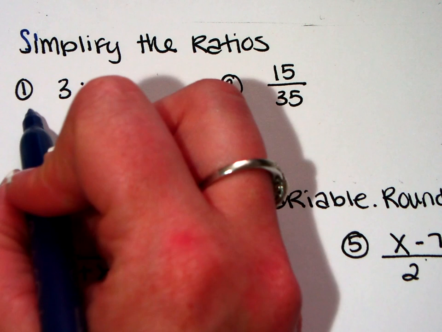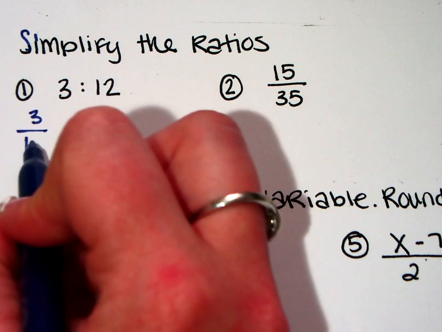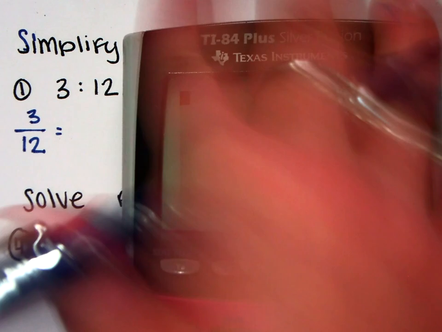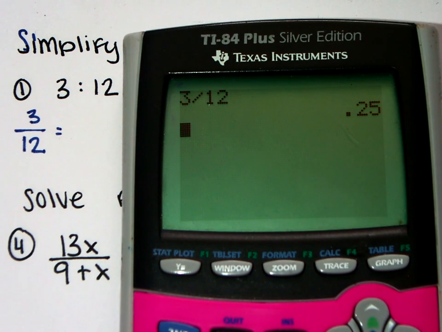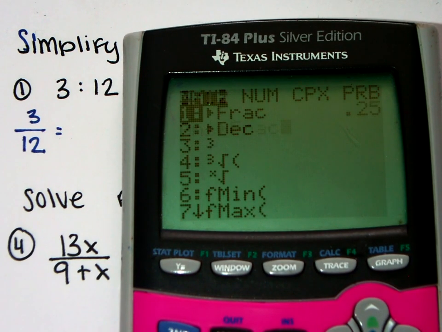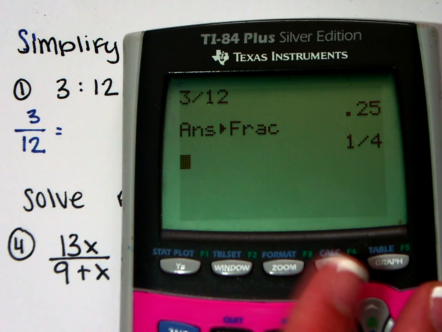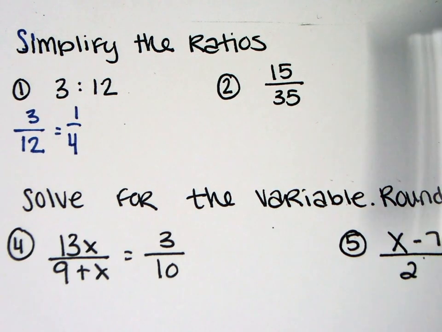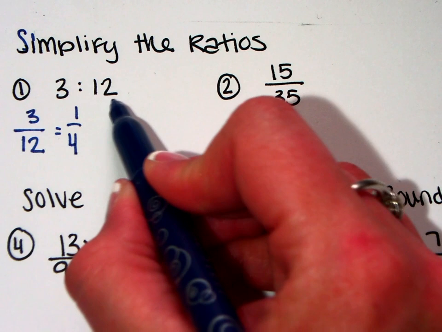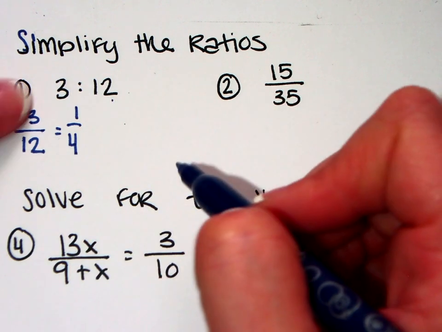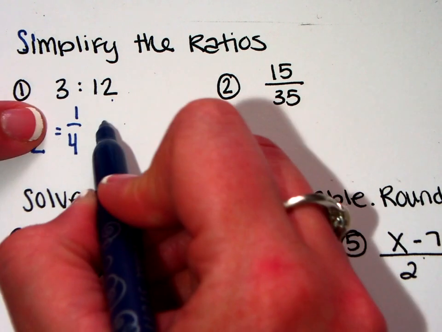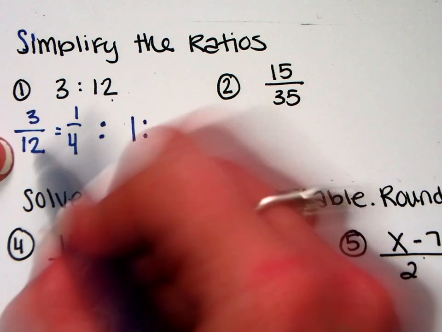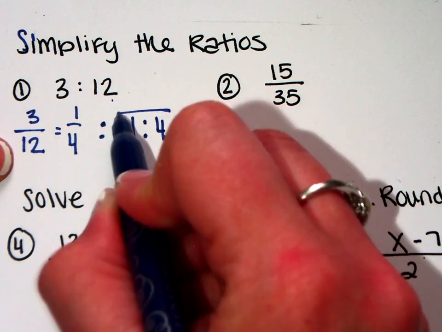If you don't know how to simplify this, go ahead and change it to a fraction, and your calculator will actually do all the work for you. All you have to do is divide. 3 divided by 12 is a decimal. Math, enter is 1/4. Now, when you are writing this as a ratio, you need to make sure you're writing it in the form it started. So the 3 was on top, and that 3 reduced to a 1. 12 was second, so I put 4. So that is 1/4.